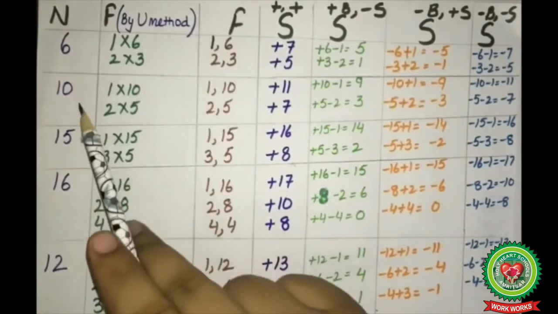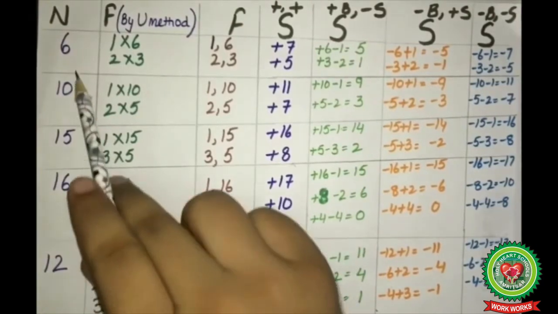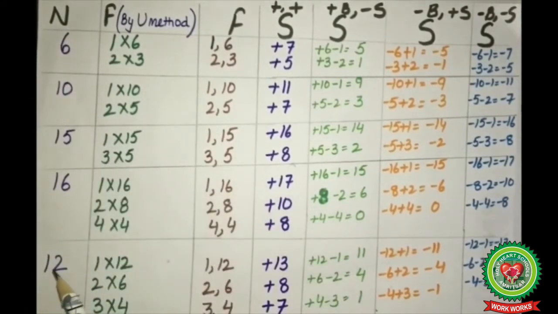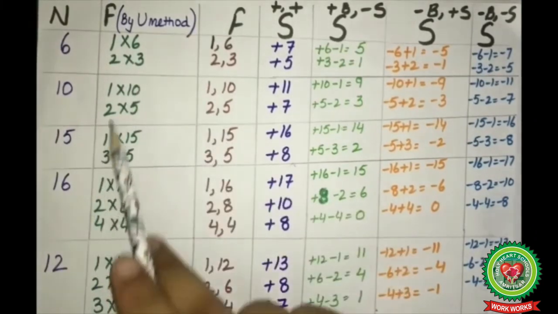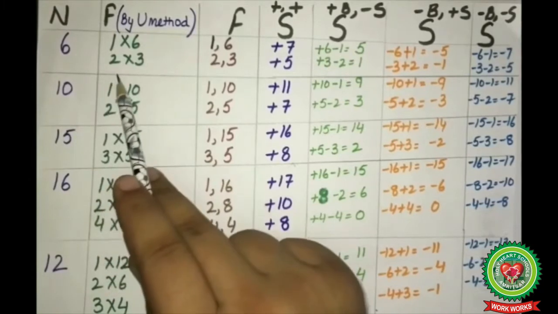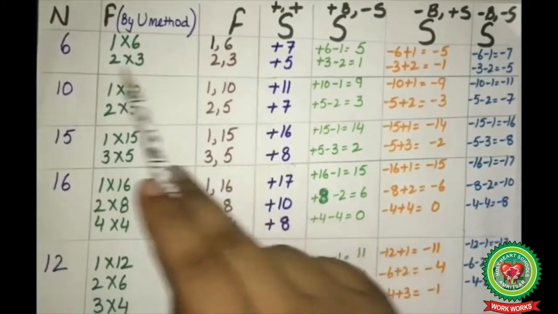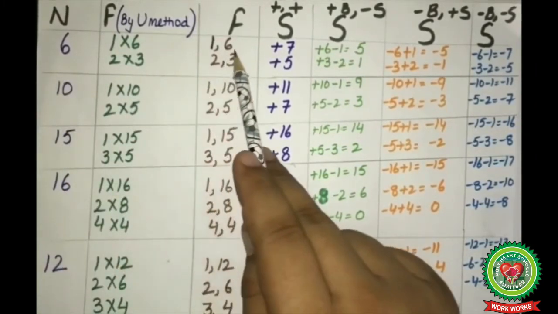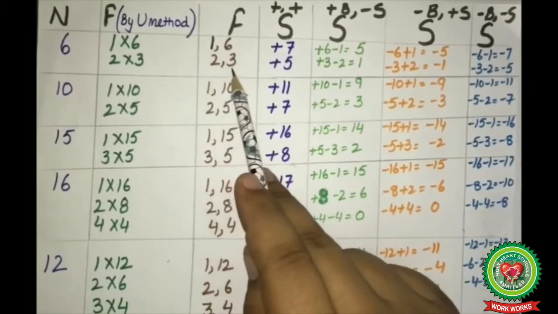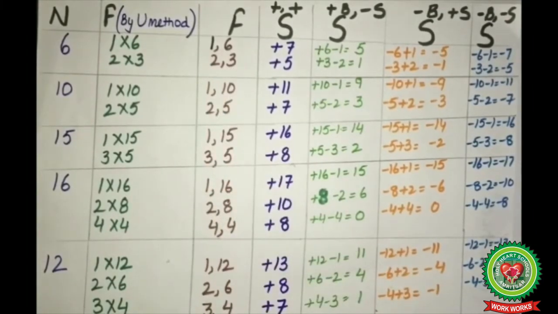The first example that we are going to discuss is of a number 6. First of all, we have written the factors of 6 by the U method. That is 1 into 6 and 2 into 3. So the factors of 6 will be 1, 6 and 2, 3. Now we are going to discuss how to find the sum of these factors in the different cases.